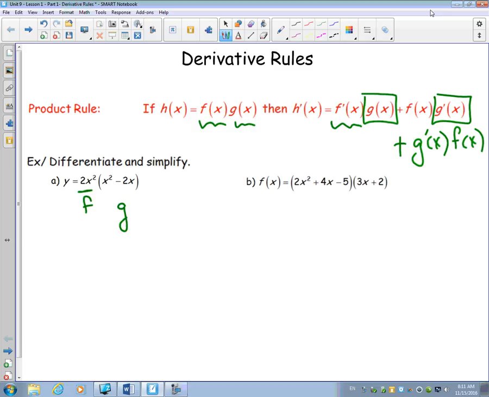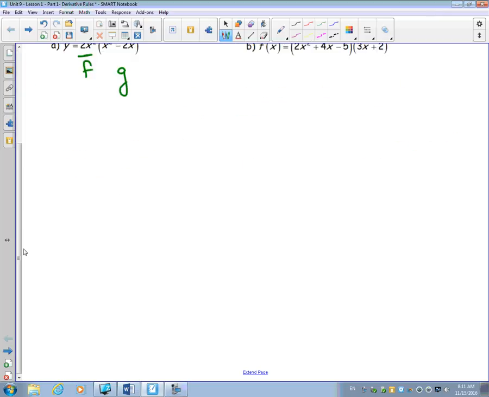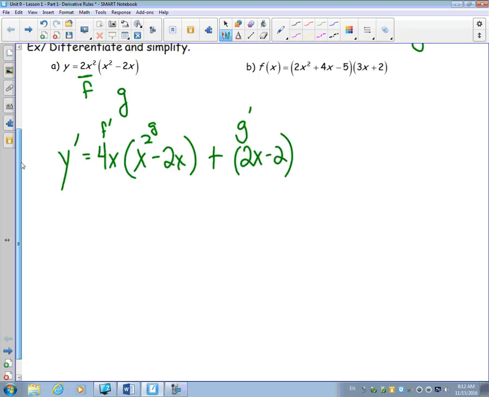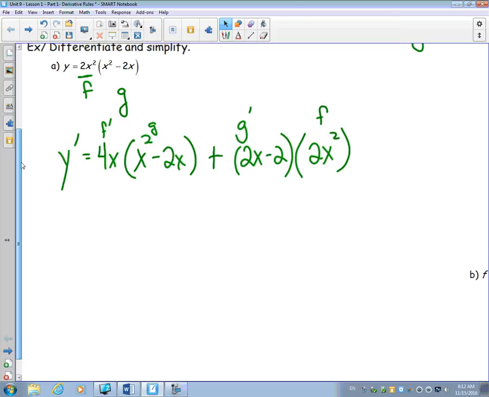You've got two separate functions right beside each other. I want to take the derivative of this. So, to take our derivative, we're going to take the derivative of the first piece, so the derivative of f would be 4x times the entire second piece, x squared minus 2x. So this is f prime, this is g. Plus, now we're going to take the derivative of g. So inside the bracket, our derivative is 2x minus 2. And we're going to multiply that by the entire f. f was 2x squared.